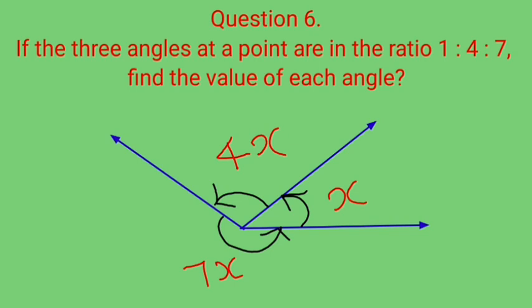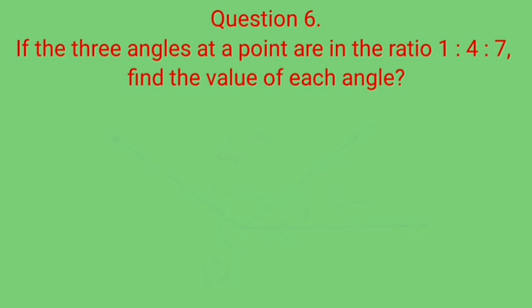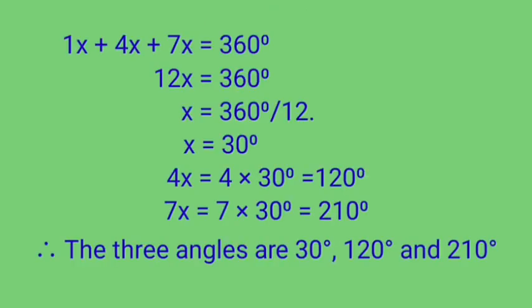Question number 6. If the three angles at the point are in the ratio 1:4:7, find the value of each angle. Since by the result we can say that the sum of all angles at the point is equal to 360 degree, we can write the equation as 1x plus 4x plus 7x is equal to 360 degree. From this expression we can simplify and find the answer for x as 30 degree. By that we can say that the required angles are 30 degree, 120 degree and 210 degree.